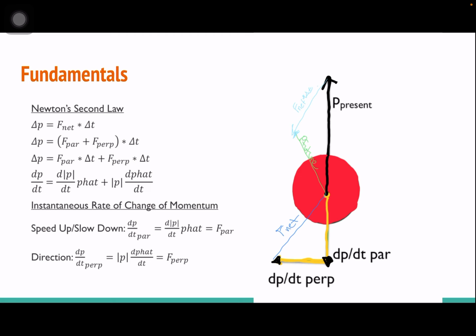And you can see my small model on the side on where FNet is pointing down and where FNet times delta t is also pointing down in the same direction. You can also see where the derivative of dp/dt, perpendicular and parallel, are.